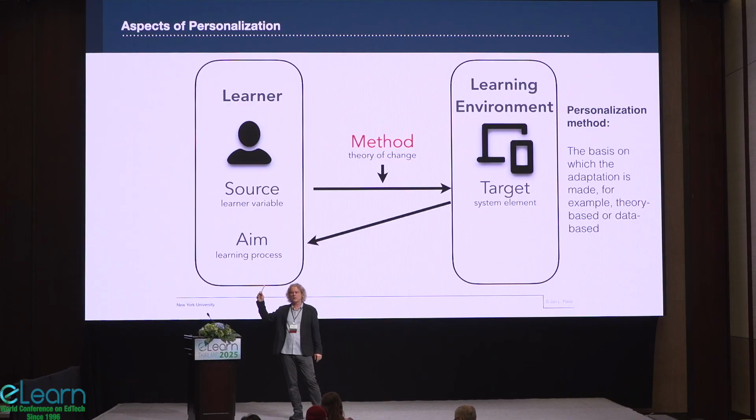Has anybody dealt with ATI research? Kurt has, Bruce has. Most people don't even know what it is anymore. Attribute by treatment interaction research started in the 50s and 60s with Cronbach and Snow. It was popular in the 80s. In the 90s, it faded off, and then by the 2000s, we had forgotten about it because we had measurement problems and replication problems. But what it does is it measures learner variables.